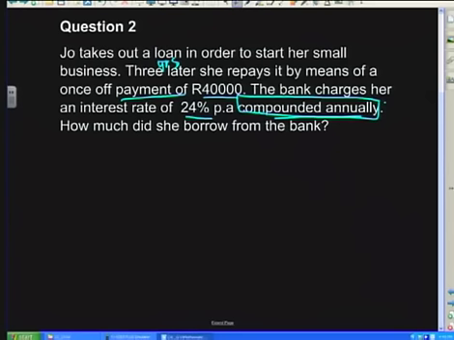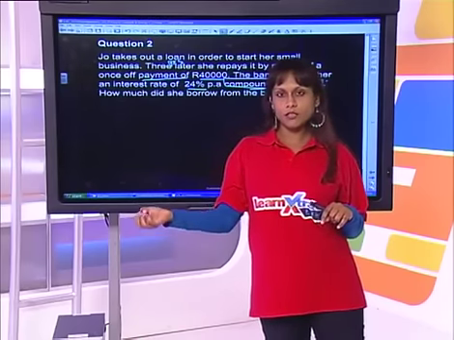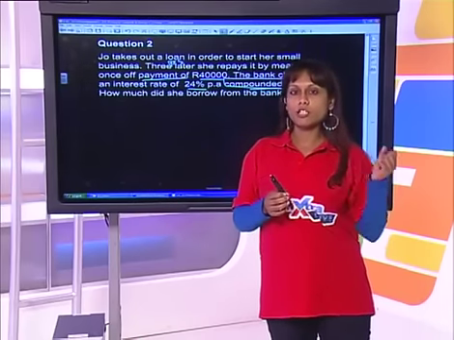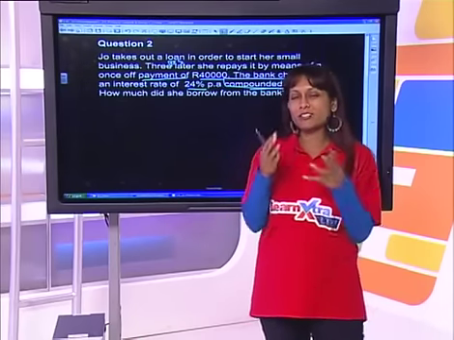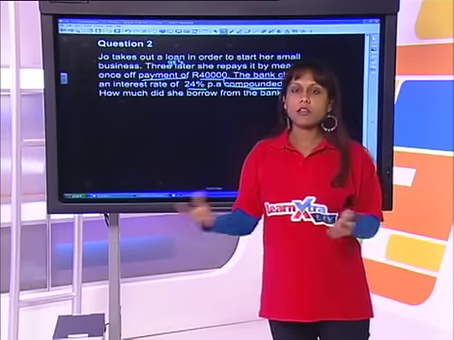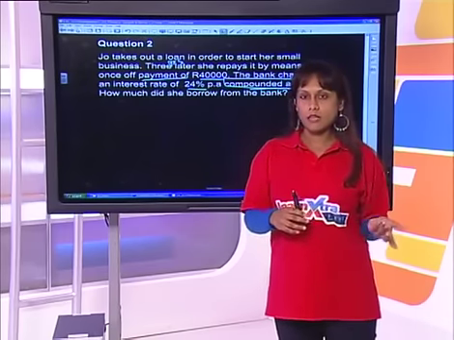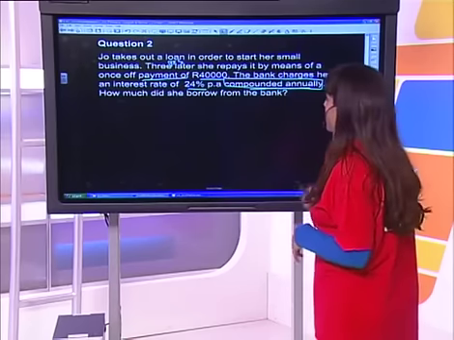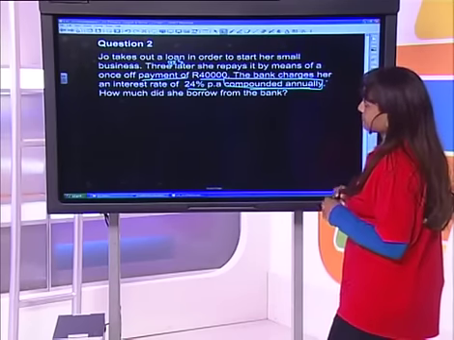So this one is a little bit different. They're telling you what the final amount of the loan is, and they want to know, well, how much did she originally borrow? So if we put it in terms of letters and what you guys are used to, they're giving you A, and they want to find out what P is. So what information do we have?